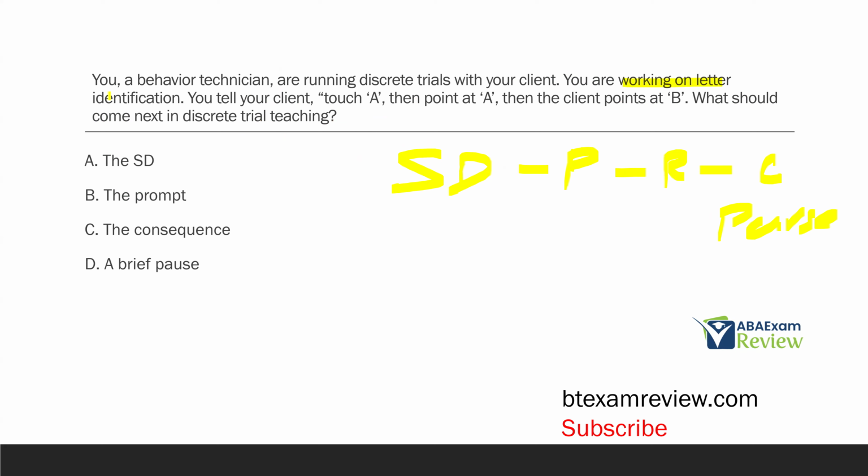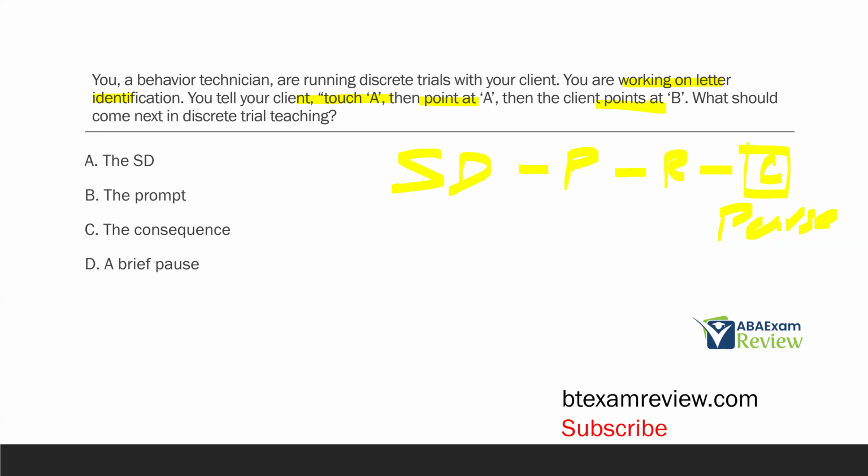We're working on letter identification. You tell the client touch A, which is our SD. You then point at A, which is our prompt. The client points at B, which is the response. So what comes next? Well, it's going to be our consequence. And DTT is that straightforward. You just want to remember our sequence.